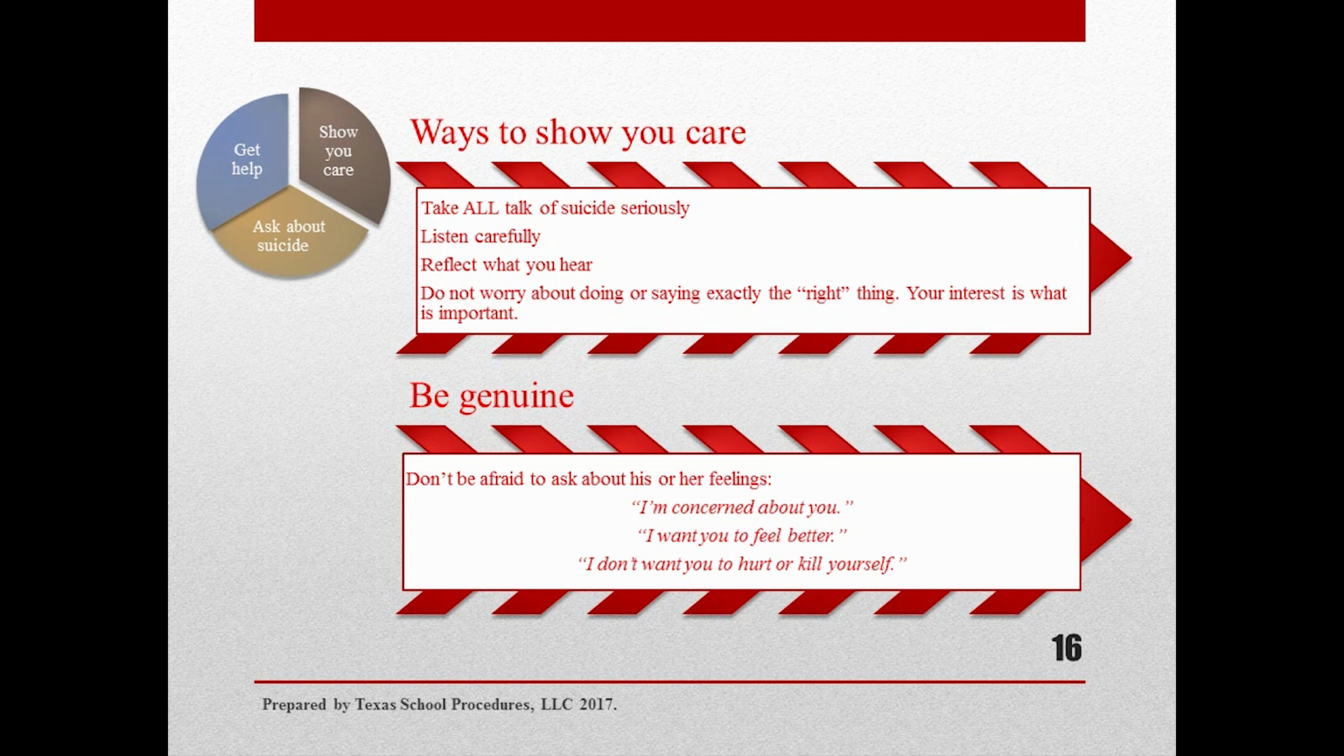The way we show we care about those students is to listen carefully to what they say, and repeat back to them in a summary what you've heard them say. Don't worry about doing or saying exactly the right thing. Your interest in that student is what is important to that student. Always remember to be genuine. Don't be afraid to tell the student that you're concerned about them, that you want them to feel better, and certainly that you don't want them to hurt themselves.